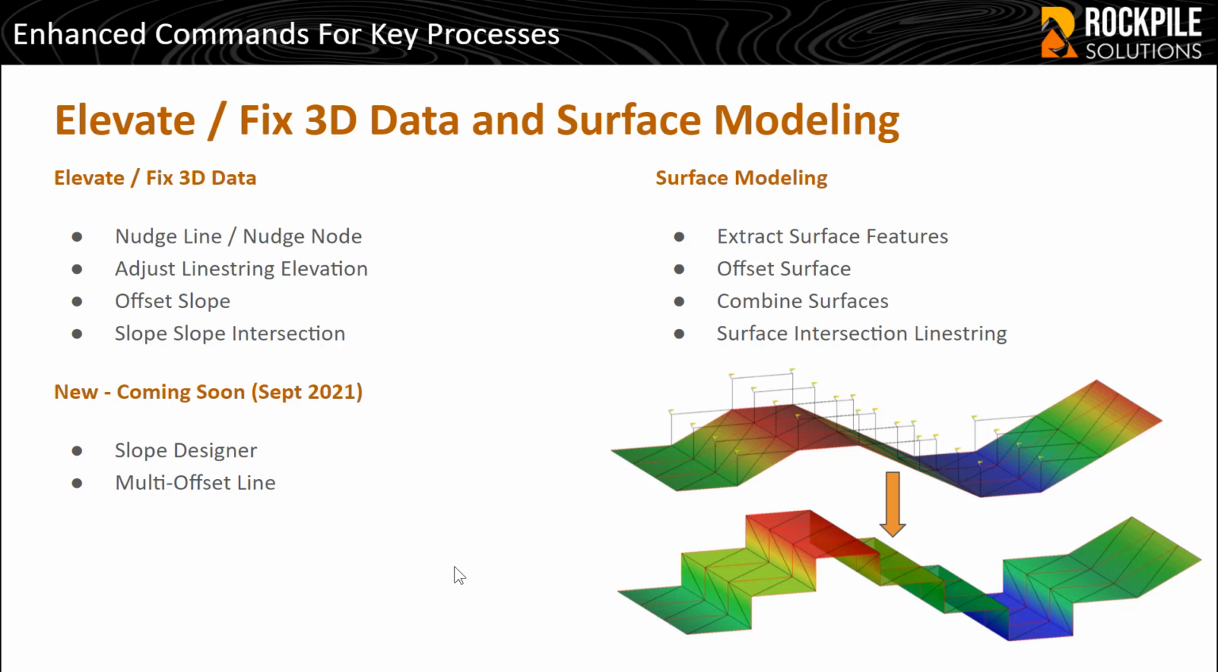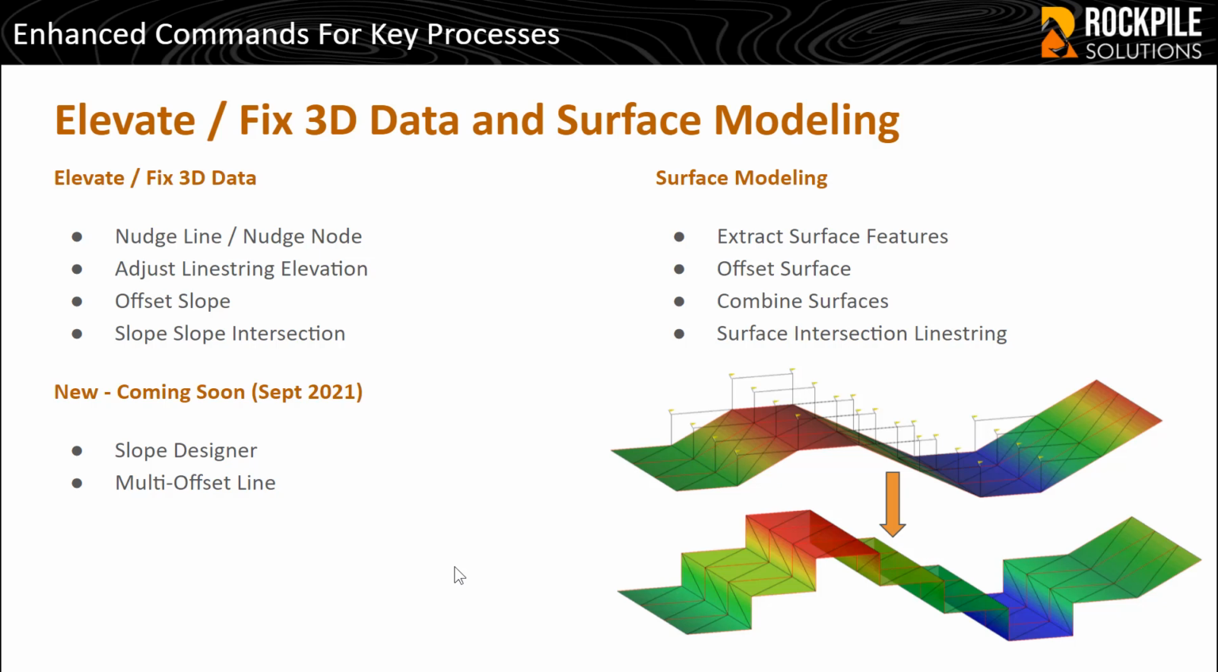to create surface models. Adjust line string elevation allows me to taper line strings so that they meet existing grade, and we can adjust that over a given distance. Offset slope and slope-slope intersection allow me to calculate projected lines using two strings to calculate a third string, or two pairs of strings to calculate the intersection of two slopes.